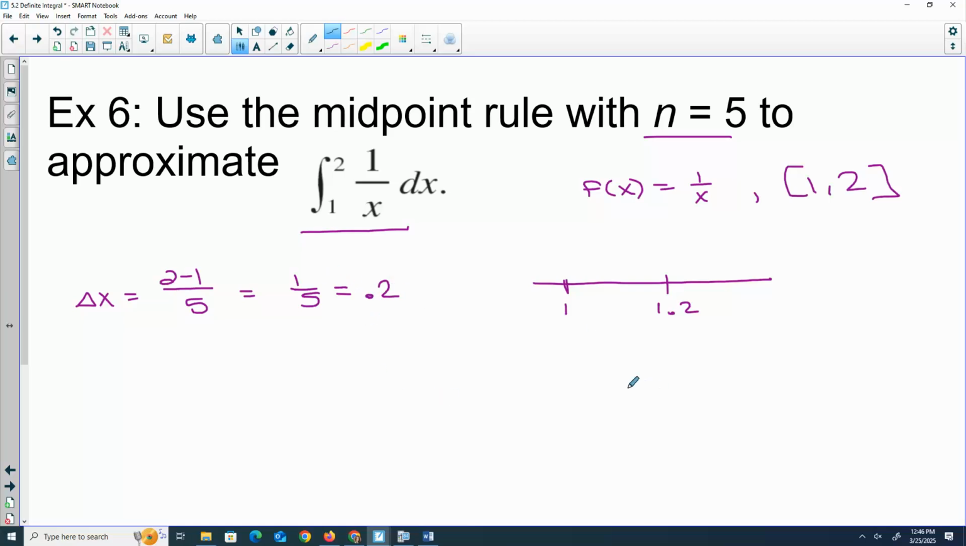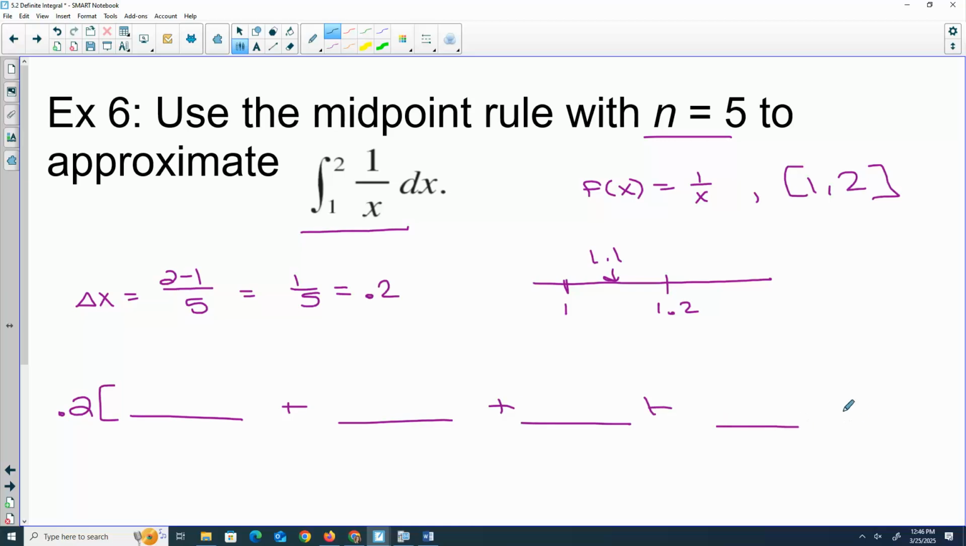Okay, so if I were doing the left-hand sum, what would be the first x value I use? 1. If I were doing the right-hand sum, what would be the first x value I use? 1.2. If I'm doing the midpoint, what's the first x value? Okay, to get my y's, we have to plug them into the equation. Now, area is length times width. All of these have a width of 1/5 or 0.2. We're adding 5 things together.